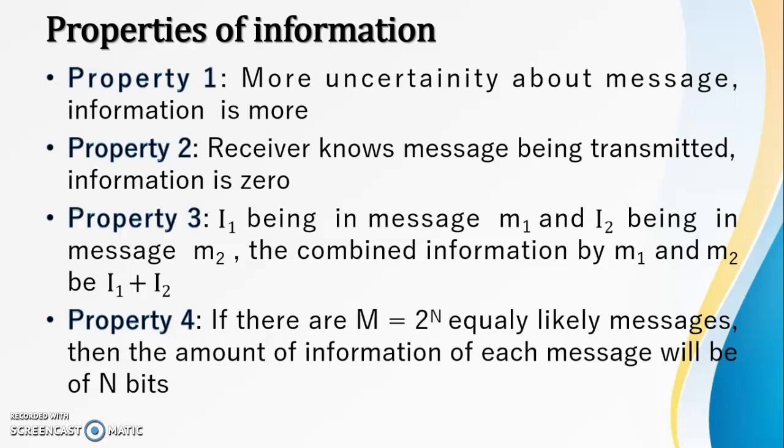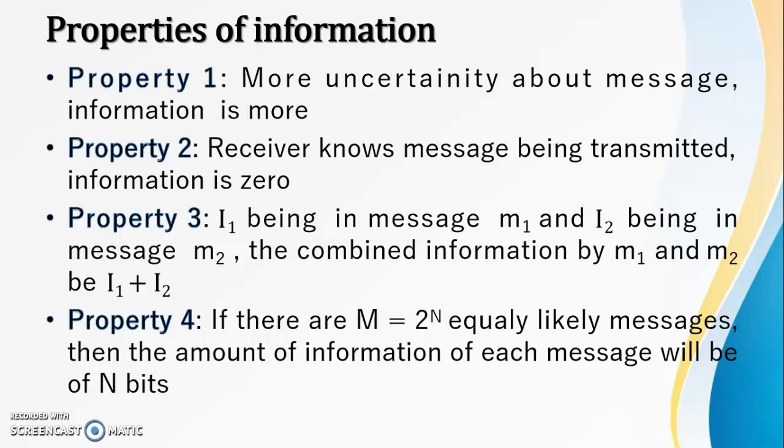The unit of information is called bit. You should remember the topic because further it is required. Now we will discuss some properties of information. Here we will see there are 4 properties associated with information theory. Also we discuss the proof of each property.